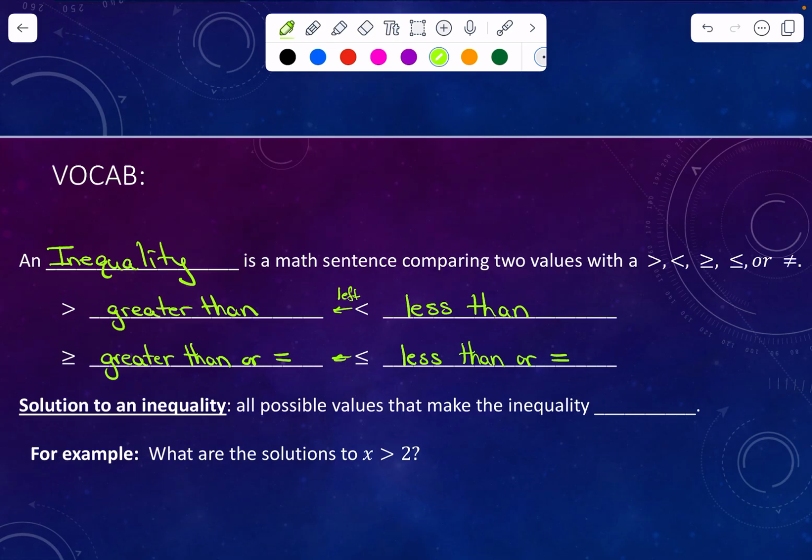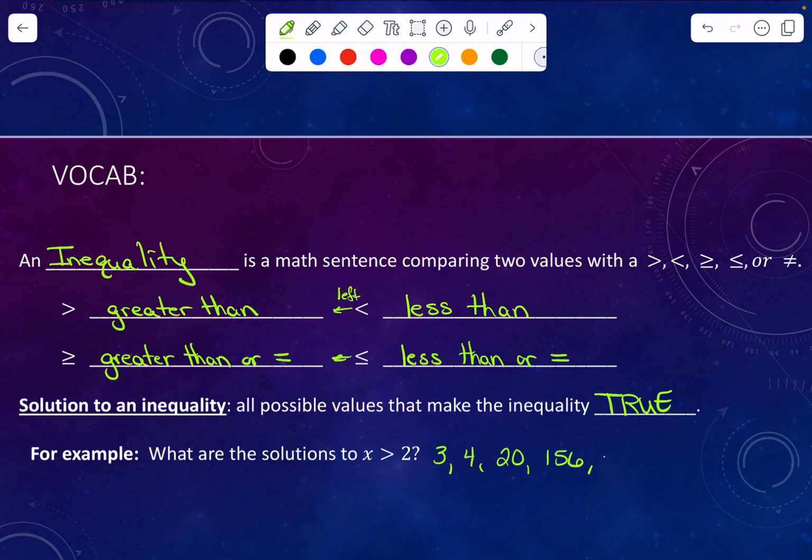A solution to an inequality is all possible values that make the inequality true. So when we look at an inequality, we're going to ask what are all the possible values? For example, if I asked what are the solutions to x greater than 2? Well, you could say things like 3. 3 is greater than 2. 4, 20, 156. Those are all greater.